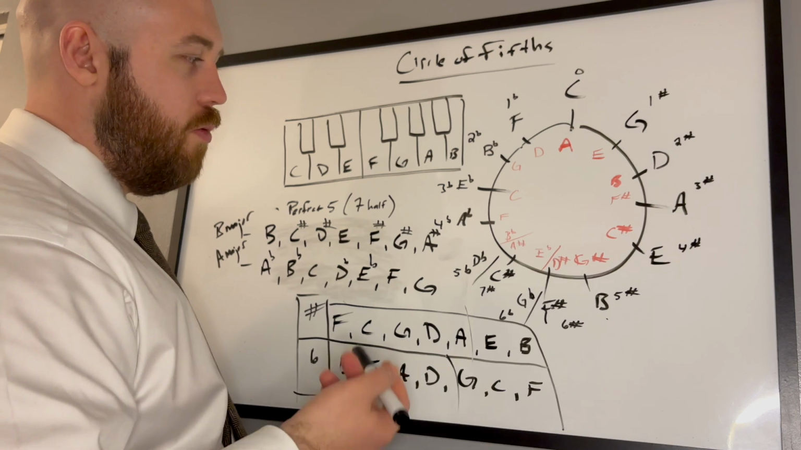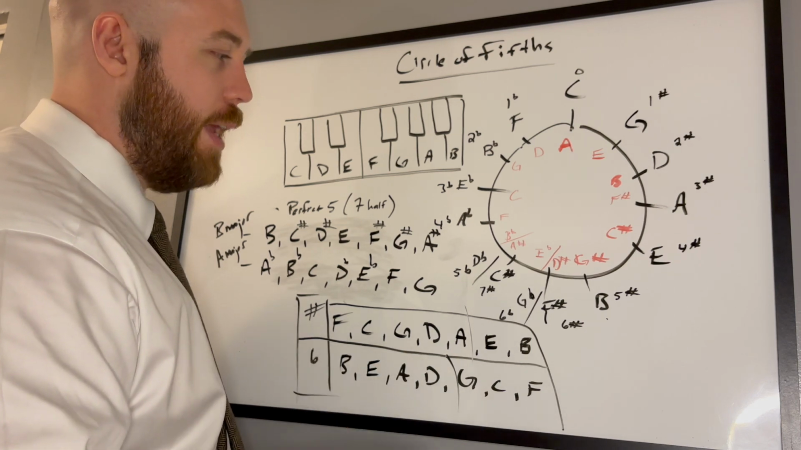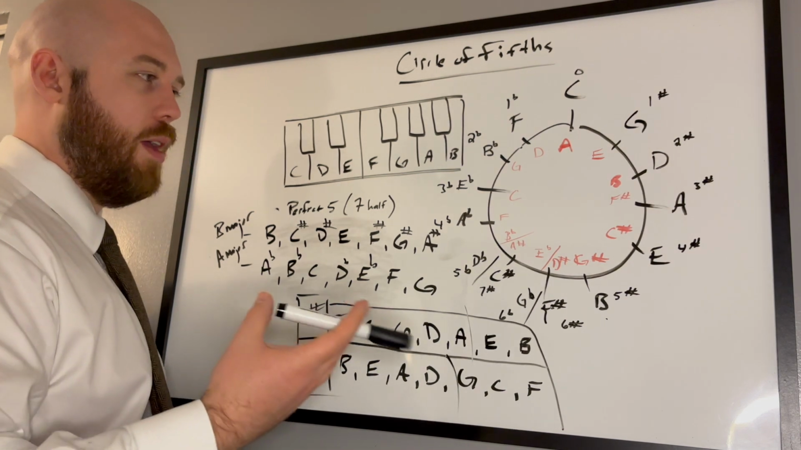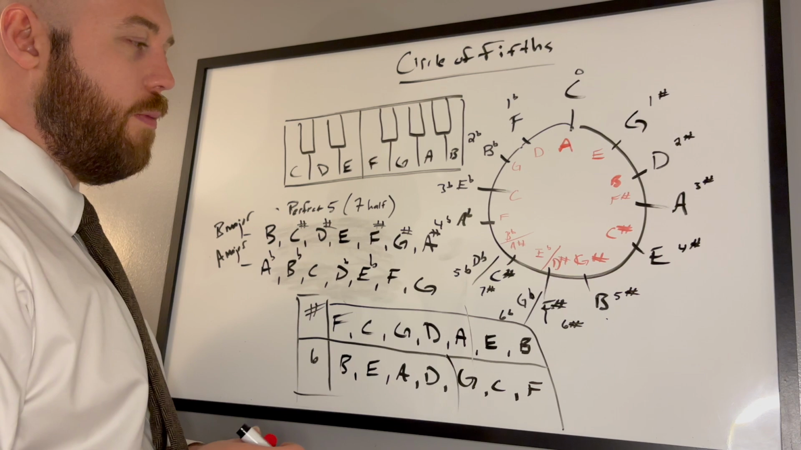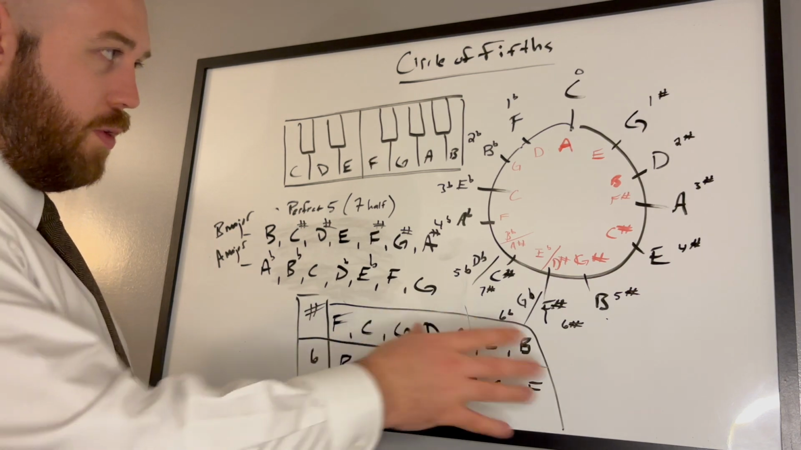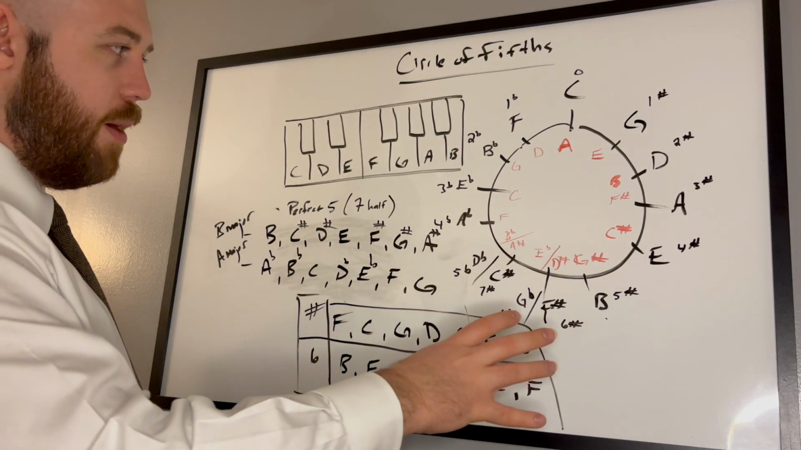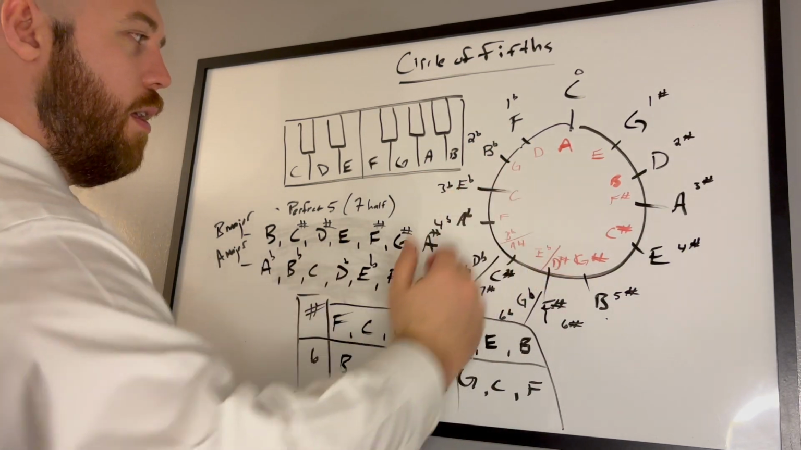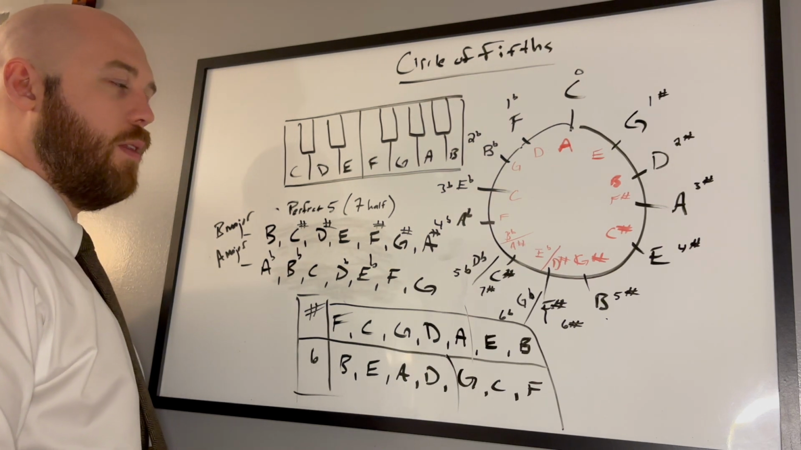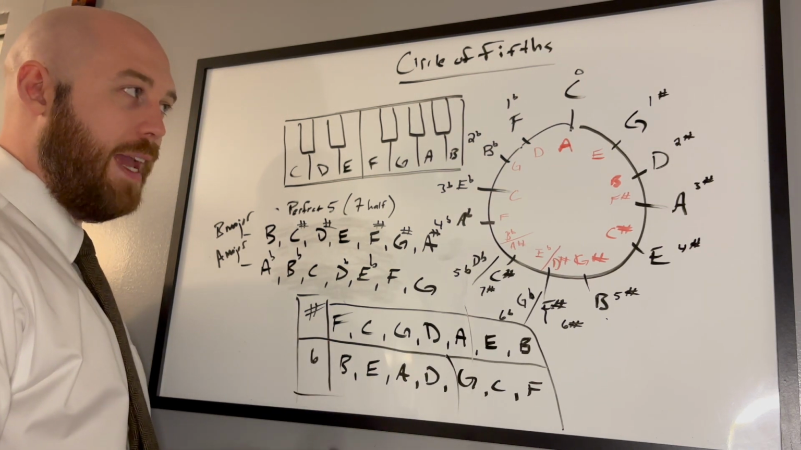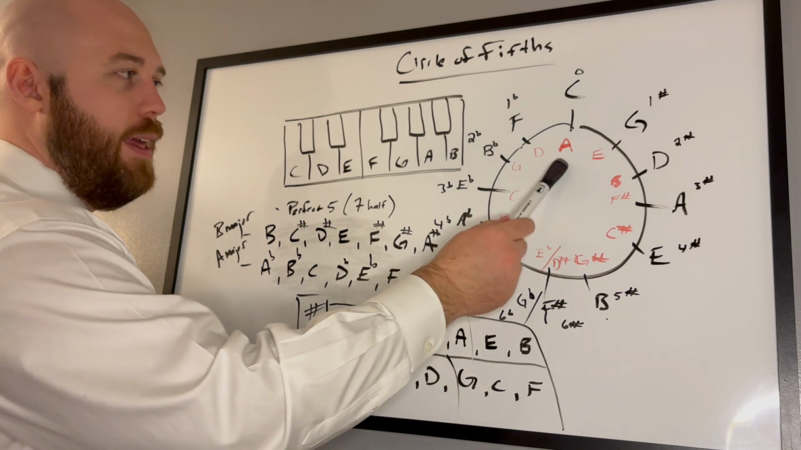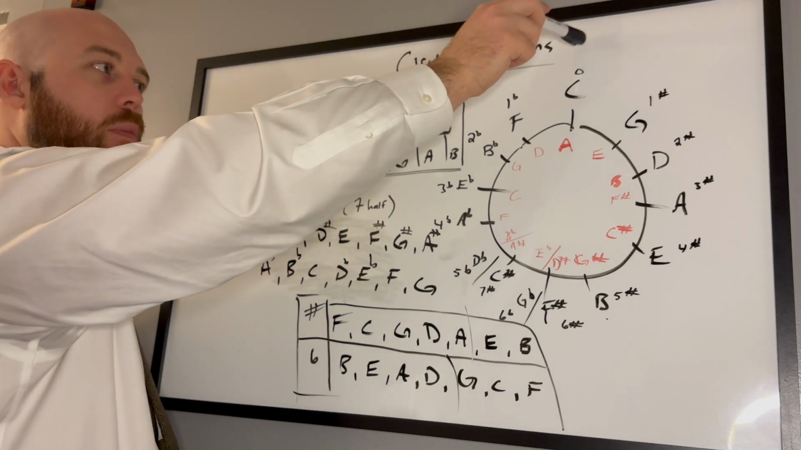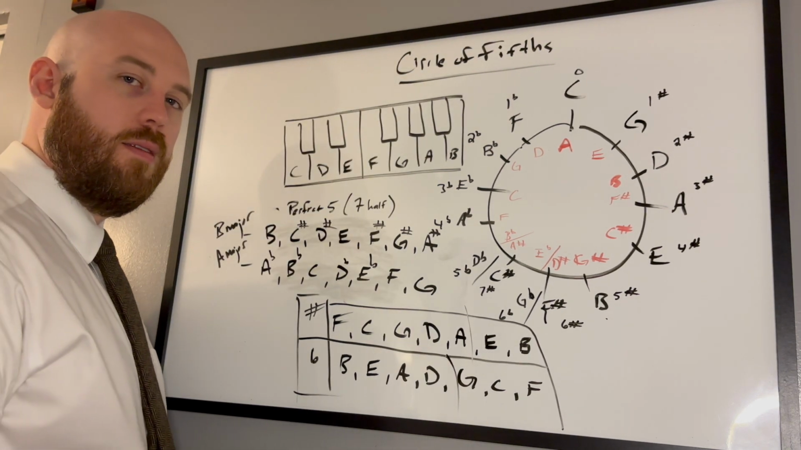Now, what the heck are these? This is what you would call relative minors. Okay? Relative minors. We'll get more into this in another video. But it's important to see here how they all match up. It's the same pattern. The whole thing is just turned back 3 steps. What a relative minor is, is a minor scale that uses the same notes as its relative major.